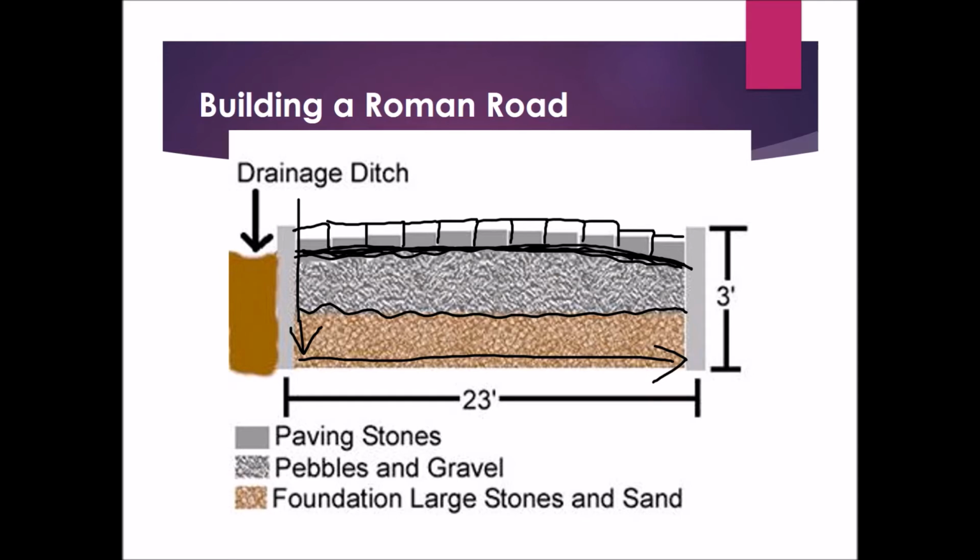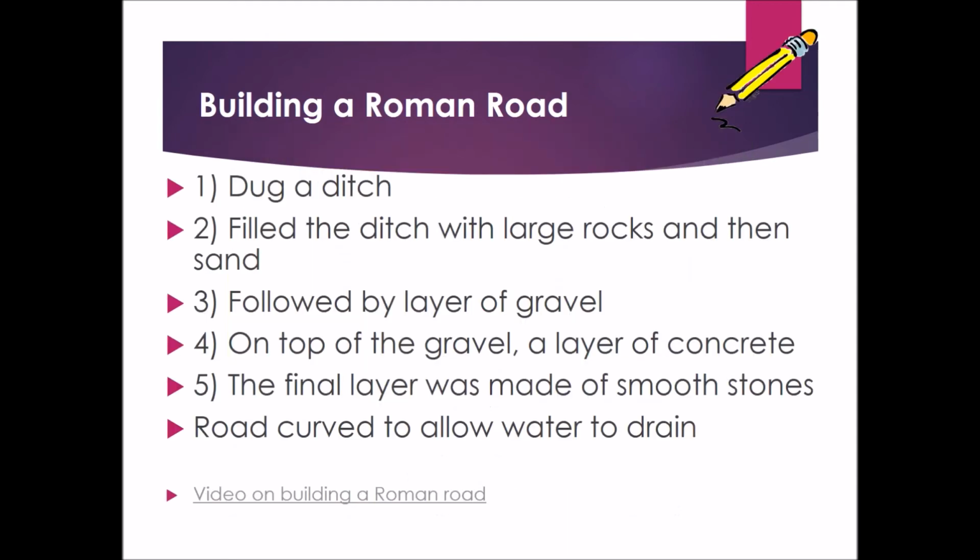And then finally, because we mentioned this drainage ditch, they would keep that open for excess water to flow off of. And you can see that this road has a slight curvature to it so that the excess water would in fact just naturally move towards that drainage ditch. Go ahead and pause the video so you can take down notes on the 5-step process that the Romans used to build their roads so that they would last thousands of years.